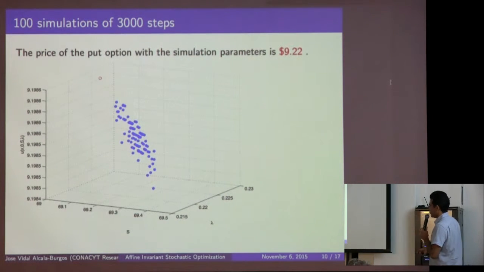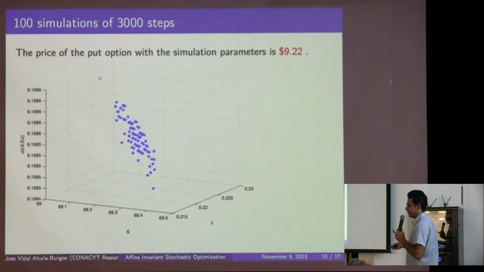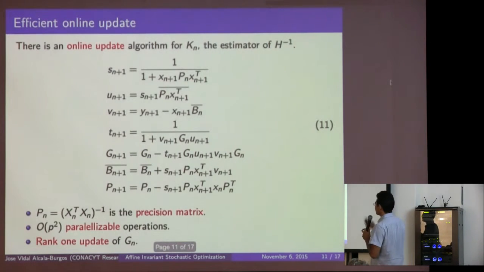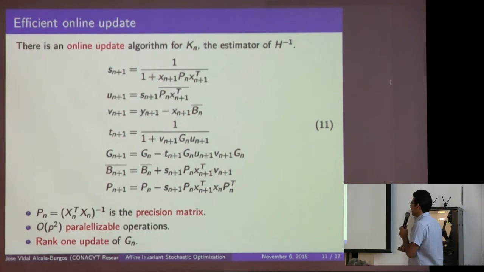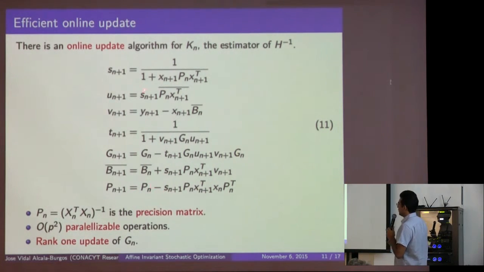So anyway, this worked very well, but these are just 2, 3 parameters. So how do we do it with more parameters, right? That's the interesting part. So first, we can do an online update of all the estimators, right?